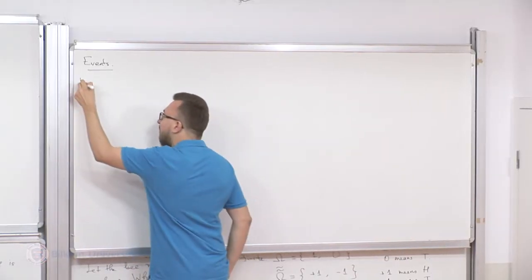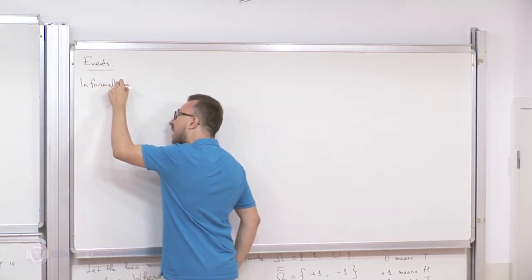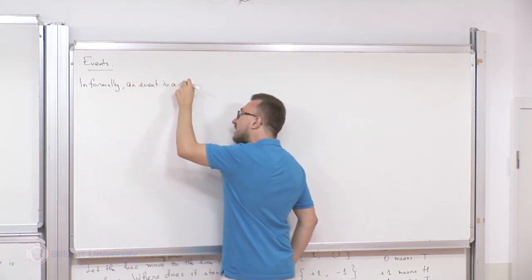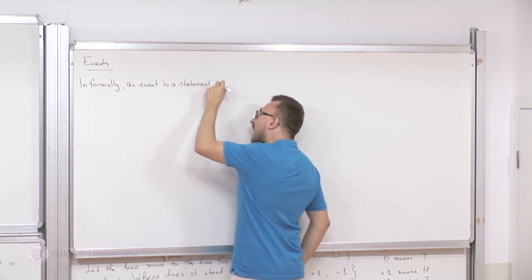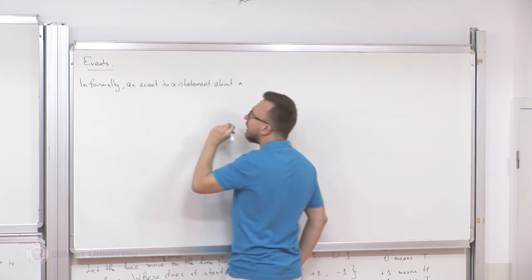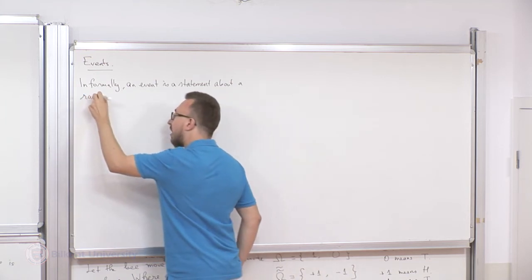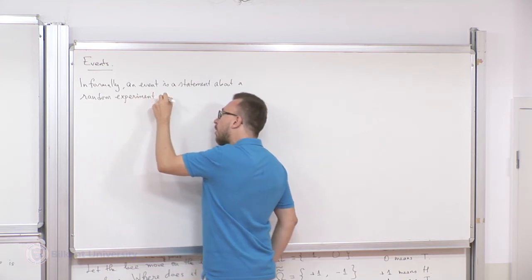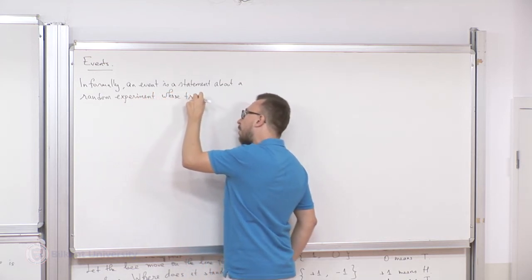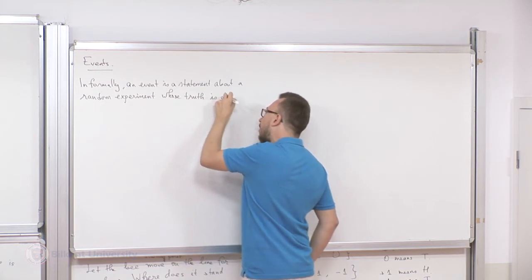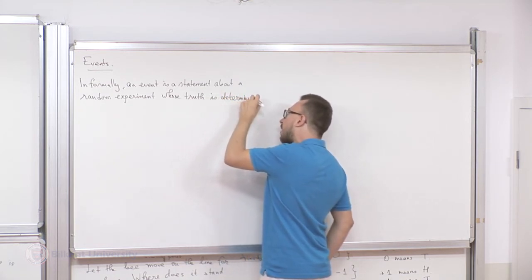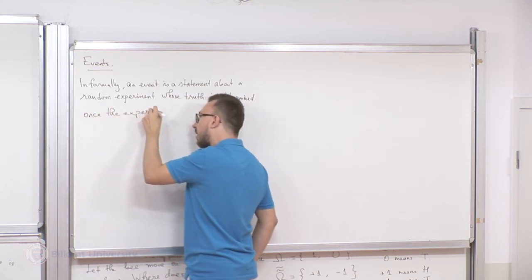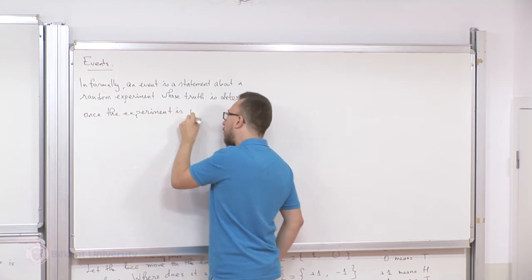So informally speaking, an event is a statement about a random experiment whose truth is determined once the experiment is performed.